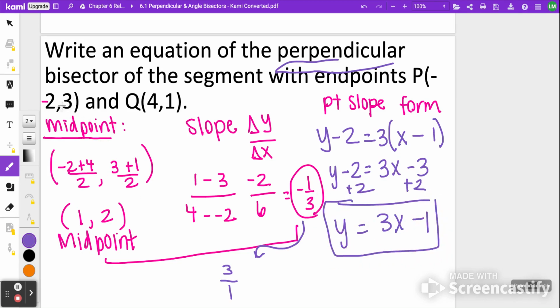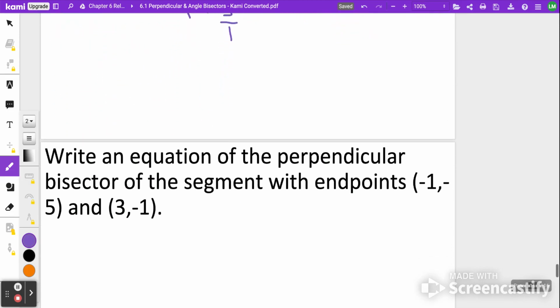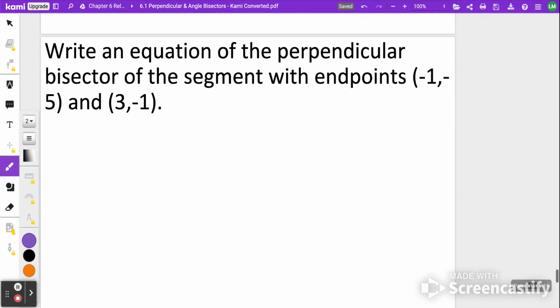Okay, so step 1, find the midpoint of your segment. Step 2, find the slope of that segment. And then step 3, use that perpendicular slope and plug it into point slope form. Okay, the next one I'm going to have you try on your own. So let's go ahead and pause the video here. Again, this cut off a little bit. So we have (3, -1) and (-1, -5). Just make sure you pay close attention to those. I'm going to pause the video here so you can try it. And when you're ready, go ahead and get started.